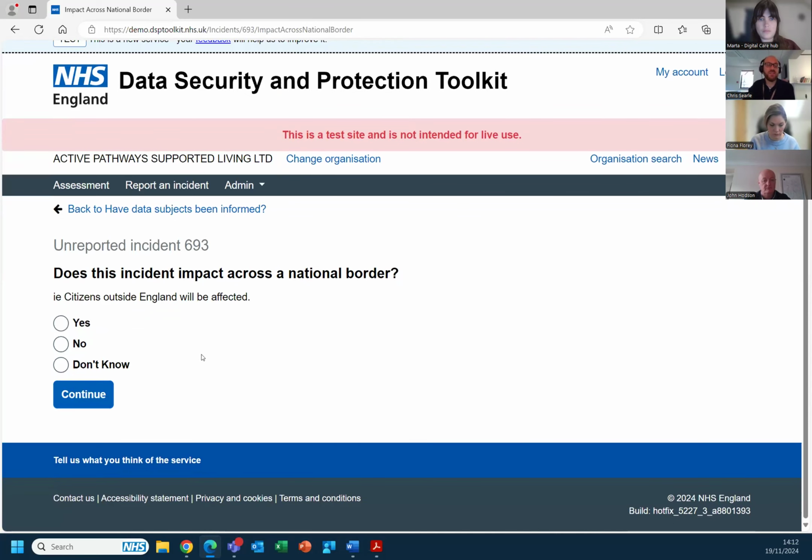Does the incident impact across a national border? Now, this might be relevant if you're on the border of England. The national borders are defined as even down to the Welsh and Scottish borders. So if you had service users that were over the border in Scotland, for example, you might select yes, but for us, no.